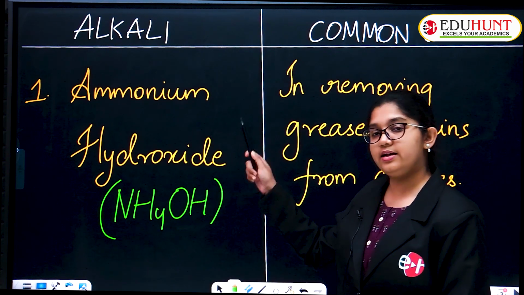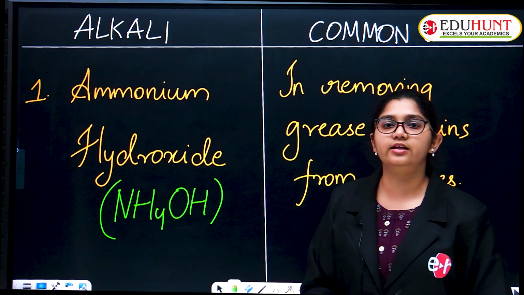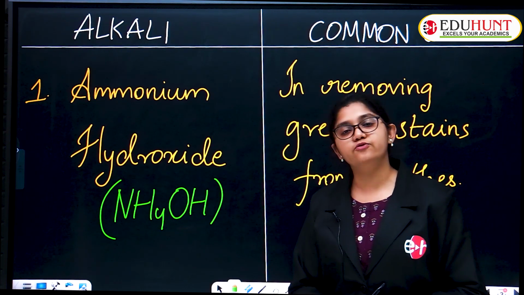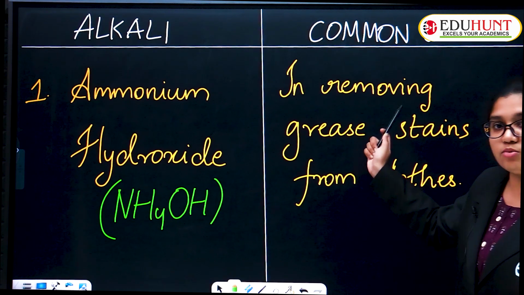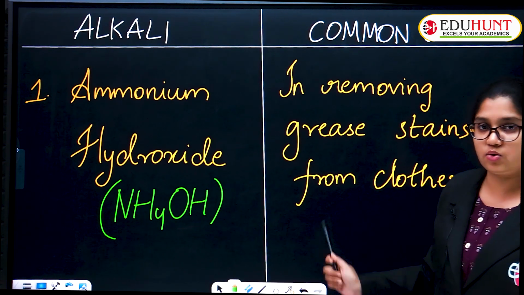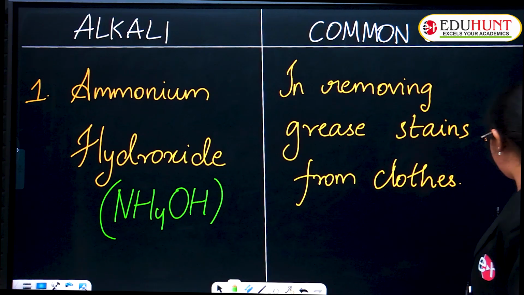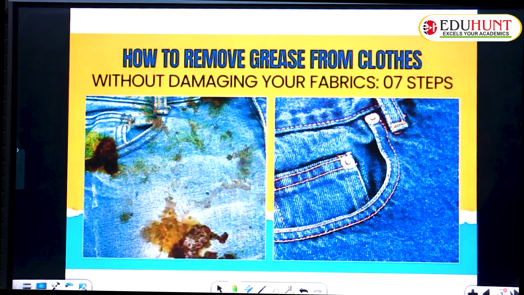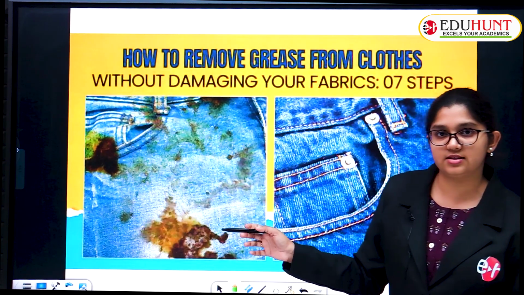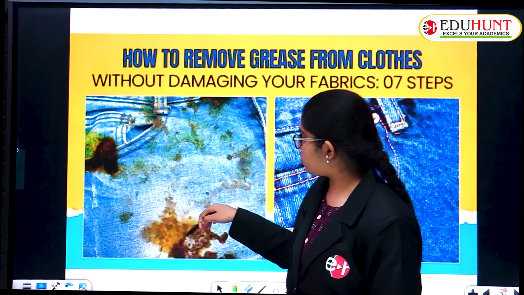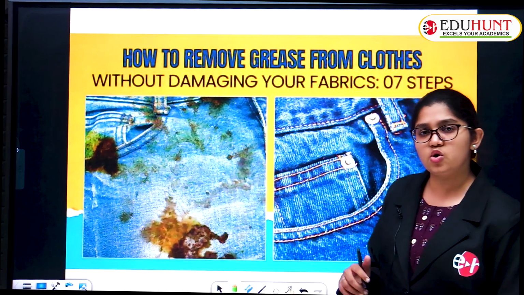What is that particular alkali, children? It is nothing but ammonium hydroxide, formula NH4OH. Once again, it is used in removing grease stains from clothes. Here is a picture for you. Let's see the fabric. Some jeans pant is there, and there are so many marks, grease stains, here and there.